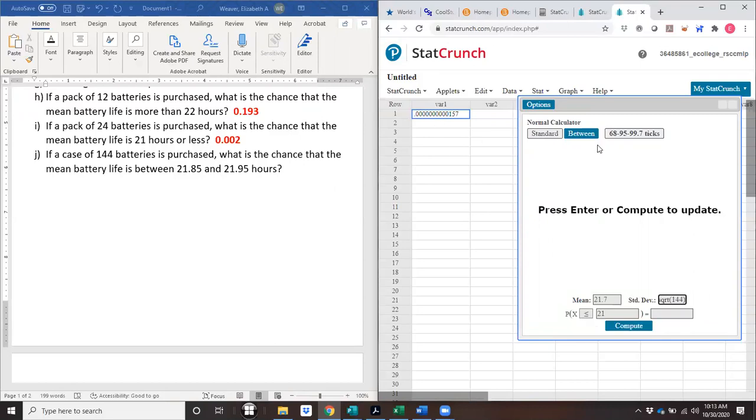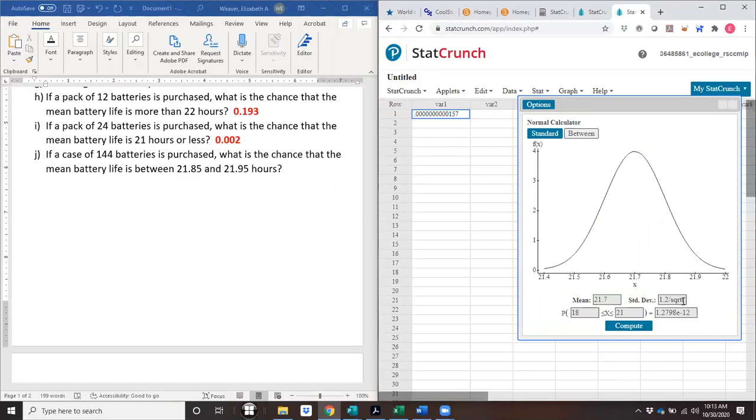And now I want between. So again, I need to go from standard to between. And it did keep my 144 there. But I need to change this because right now, if I tried to say between 18 and 21, that's over here somewhere, right? 18 is to the left of the very farthest, and 21, that's off our graph too. So that's over here somewhere. So that's a very, very, very small chance of having that value.